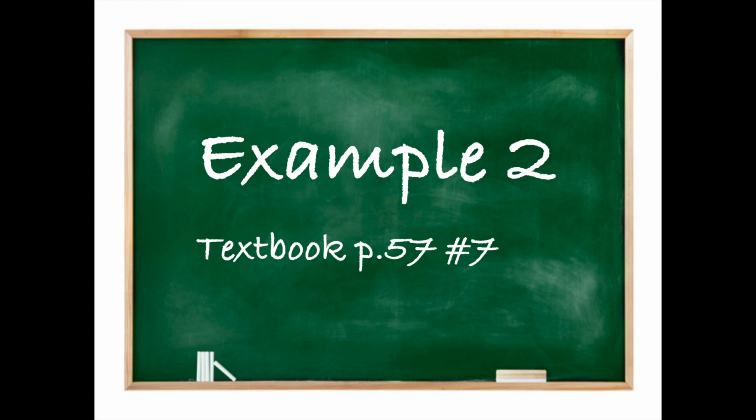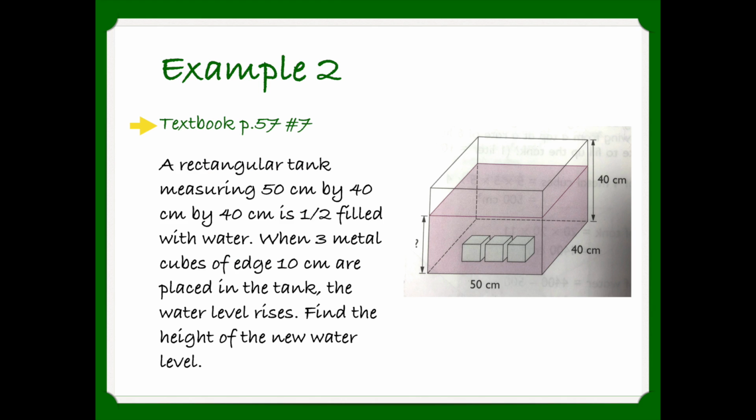Example 2, textbook page 57, number 7. A rectangular tank measuring 50 centimeters by 40 centimeters by 40 centimeters is half filled with water. When 3 metal cubes of edge 10 centimeters are placed in the tank, the water level rises. Find the height of the new water level.